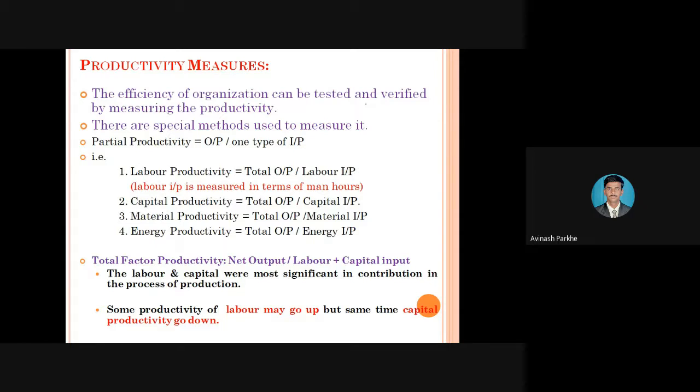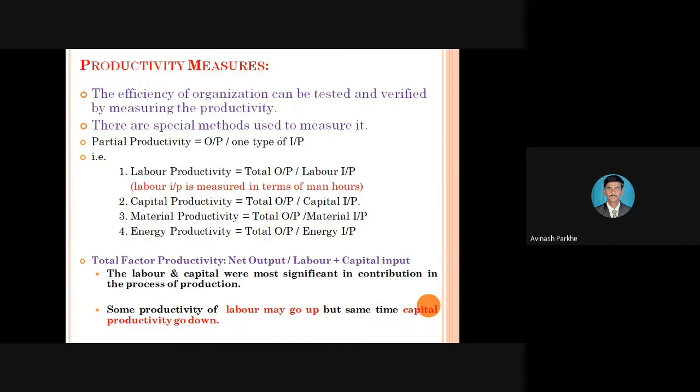If the productivity of that particular industry is high, then I can say that the efficiency of that particular organization or industry is also high. Therefore, if I have to check the performance of any industry, I have to measure its productivity. If I find the productivity is maximum, I can say that that particular organization is working in an effective manner because its efficiency is high.